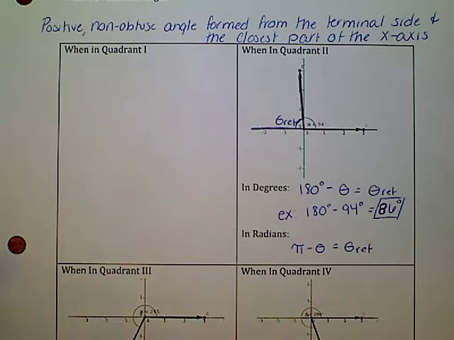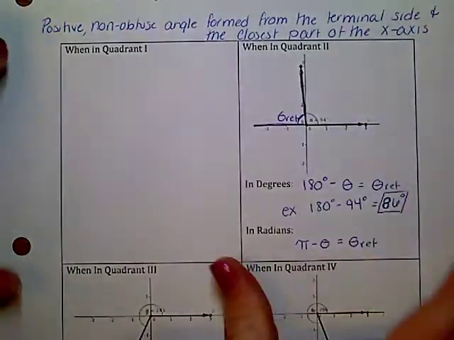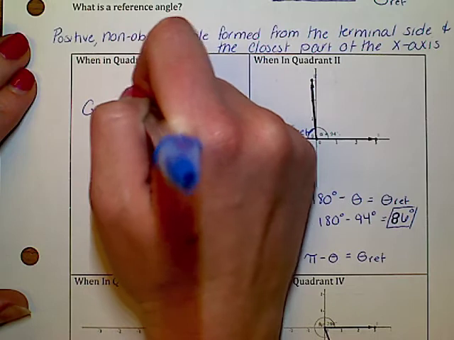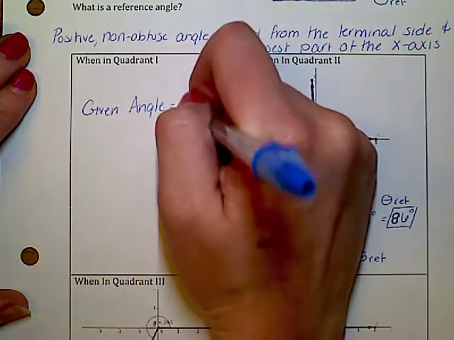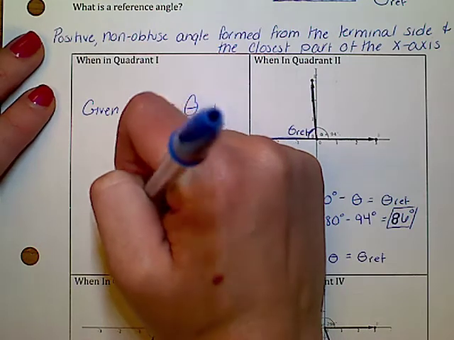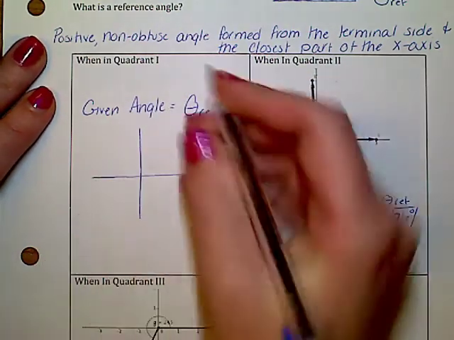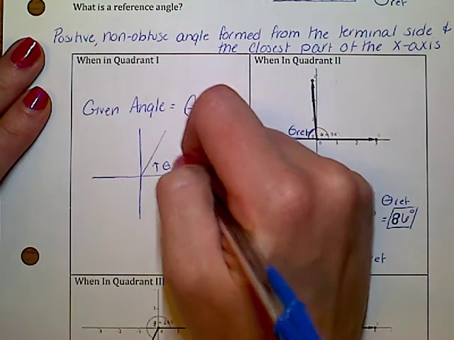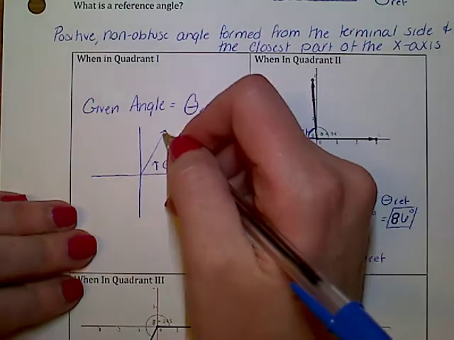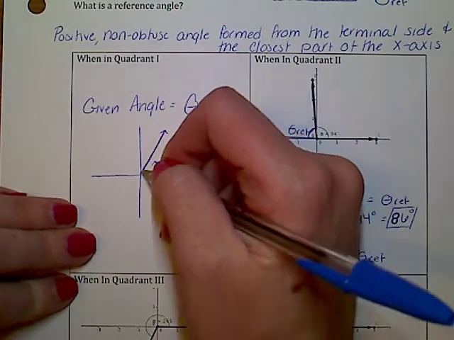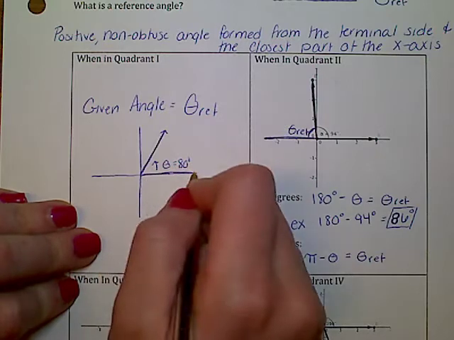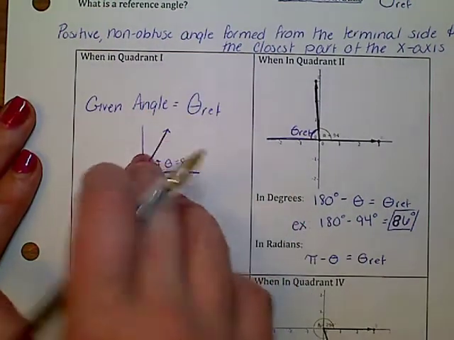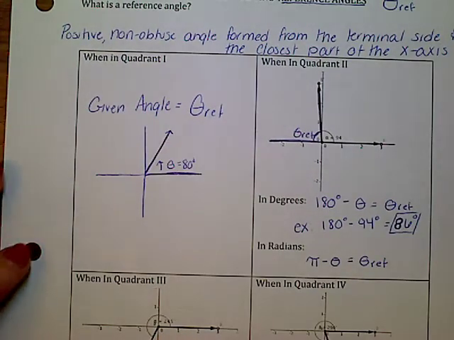Now, back to quadrant 1. I didn't give you a picture because if you have an angle that's in quadrant 1, the given angle equals the reference angle. So I'll draw a quick picture. If I have an angle measure like, let's say theta equals 80 degrees, well, here's the terminal side, so we take the terminal side and the closest part of the x-axis. Oh, that's just the angle that we just drew, so it's the same thing. When stuff is in quadrant 1, life is really easy. The other quadrants are a little more complicated.